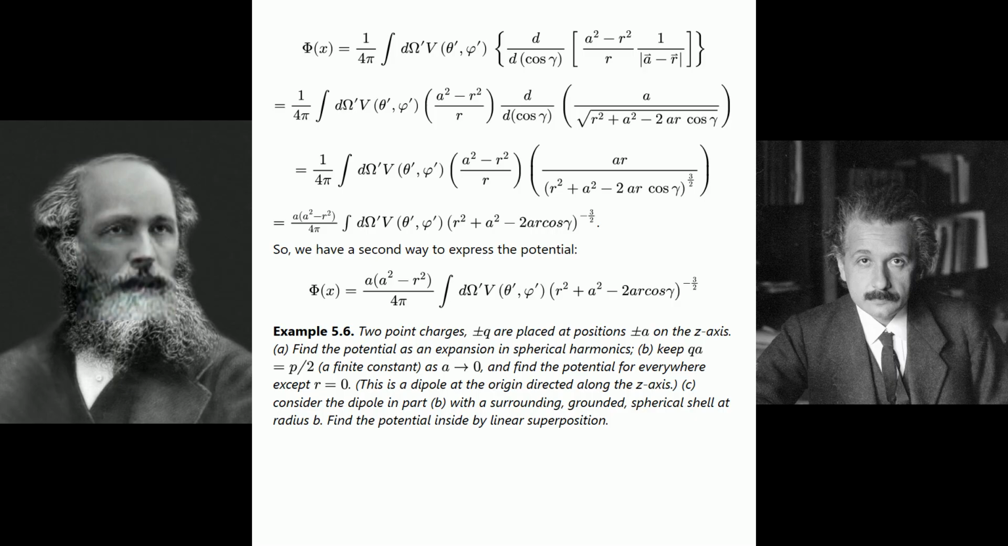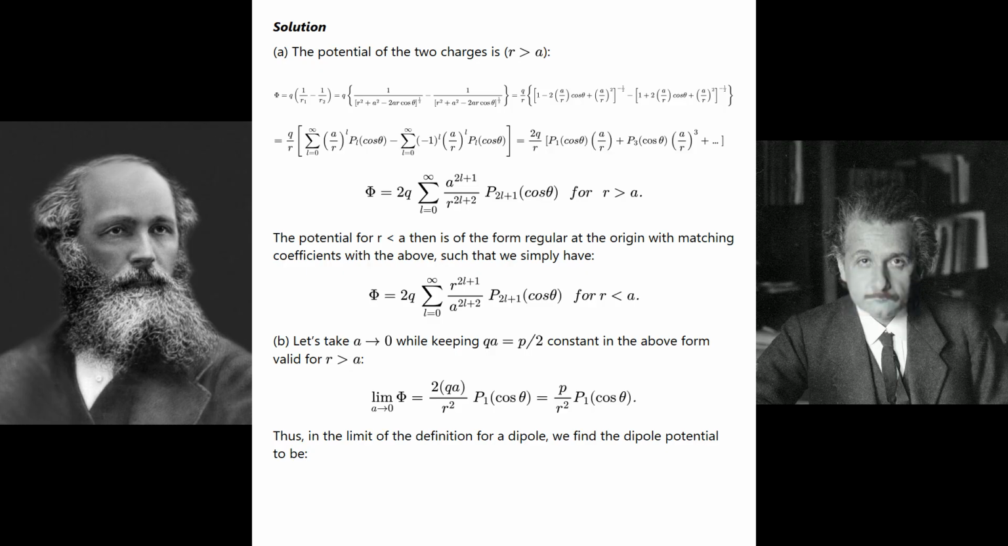This is a dipole at the origin directed along the z-axis. C. Consider the dipole in part B with a surrounding grounded spherical shell at radius b. Find the potential inside by linear superposition.